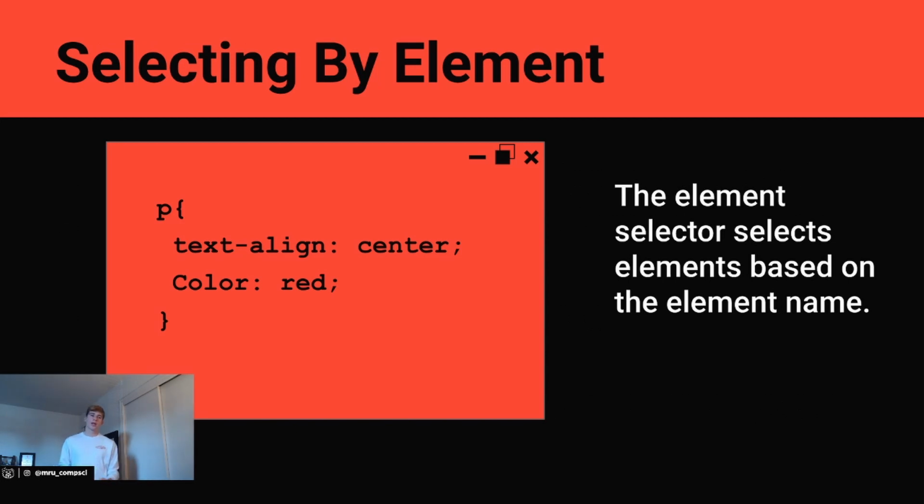So, selecting by element, like I said, you just put the element right on the first line before you open the curly brackets. The element selector selects elements based on the element name. In this case, we're making all paragraphs aligned to the center and coloring them red. Now, one thing to note is capitalization does matter. So I think that T should be lowercase. That is Google Slides making it capitalized automatically.